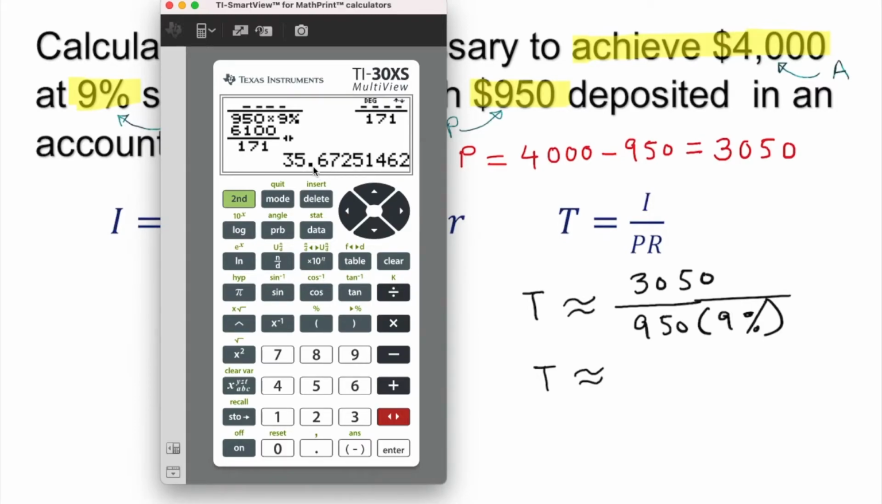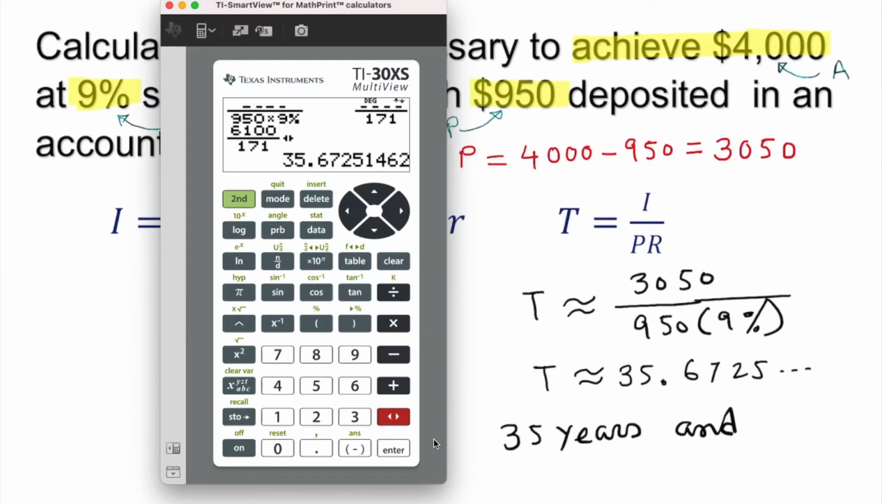Well, how do we interpret this one? I'm going to write this down here on the screen, 35.6725 and so on. So it seems like my answer is going to be 35 years. And I'm going to convert to days. How do you convert to days? Look, I'm going to subtract because I already have 35. So I'm going to subtract 35 here.